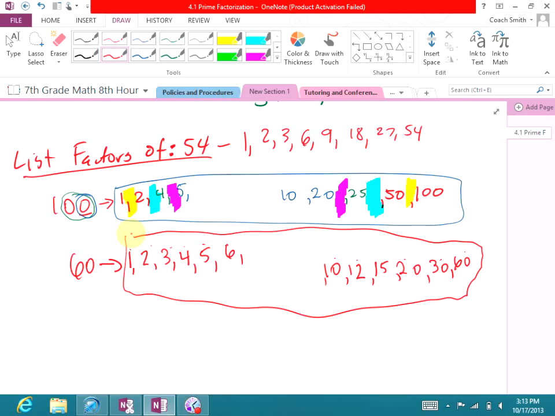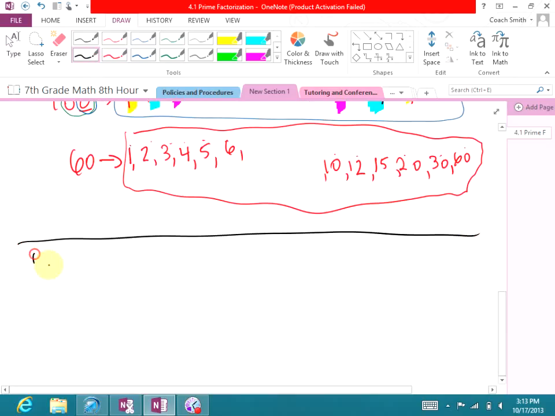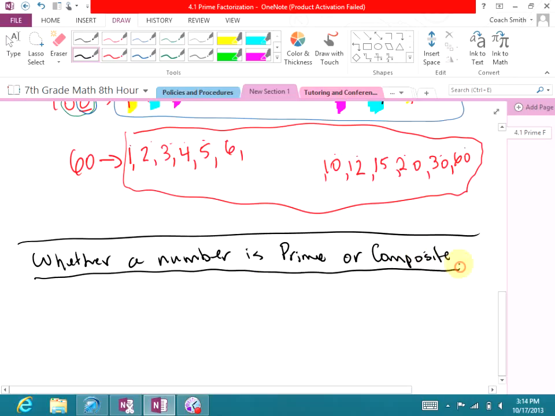Okay, that's not all we're going to talk about today. The next thing we're going to talk about is whether a number is prime or composite. That's what we got next. This is fairly simple. All you have to do is tell whether it's got more than two factors or not.